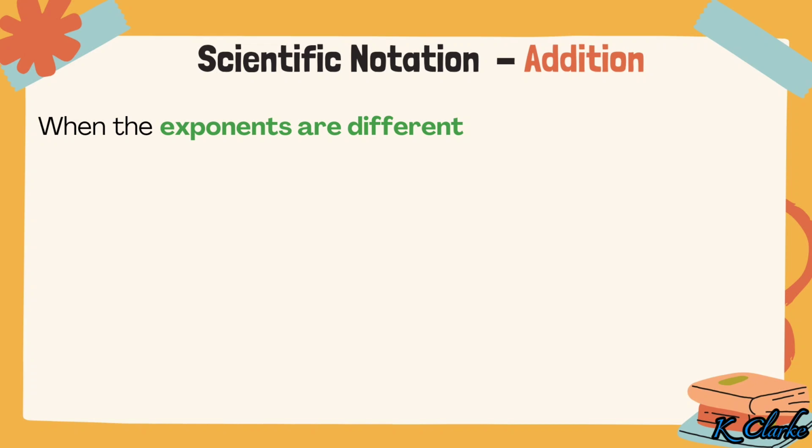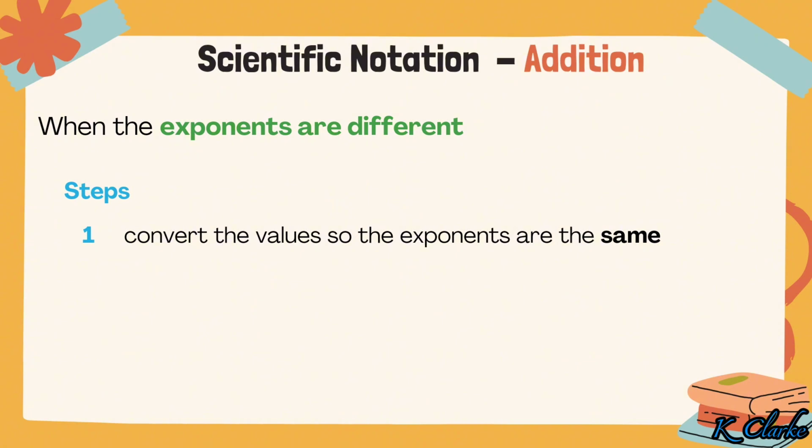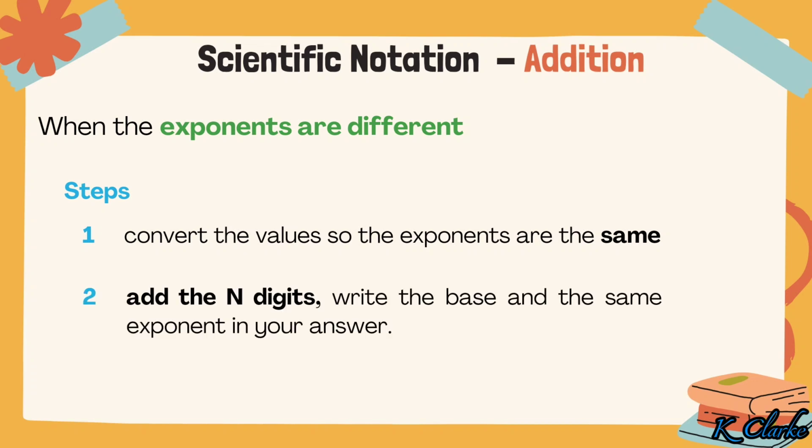Addition when the exponents are different. Here are the steps. Step 1. Convert the values so the exponents are the same. Step 2. Add the n digits. Write the base and the same exponent in your answer.